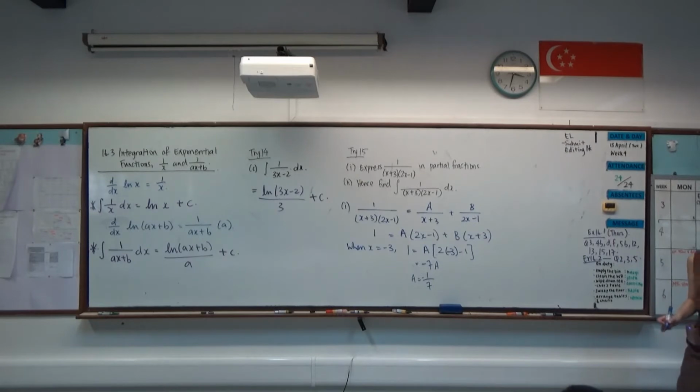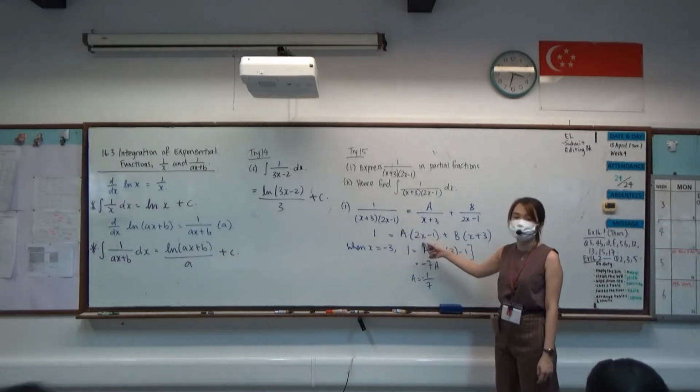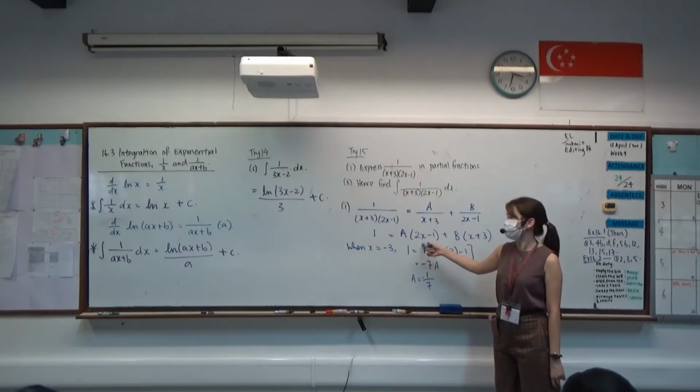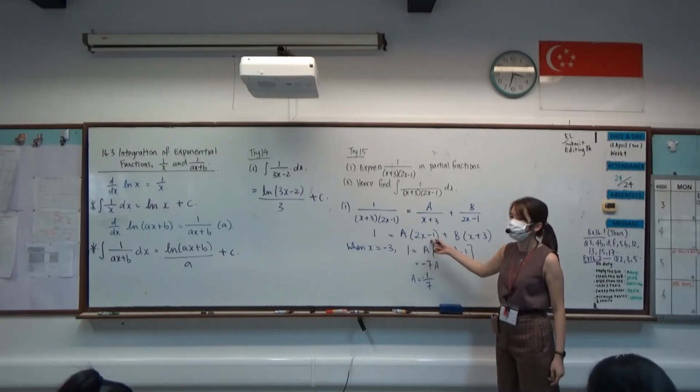Then we sub in to get rid of this a over here. What should we sub in for x? Again, what should we sub in for x to make 2x minus 1 equal to 0?